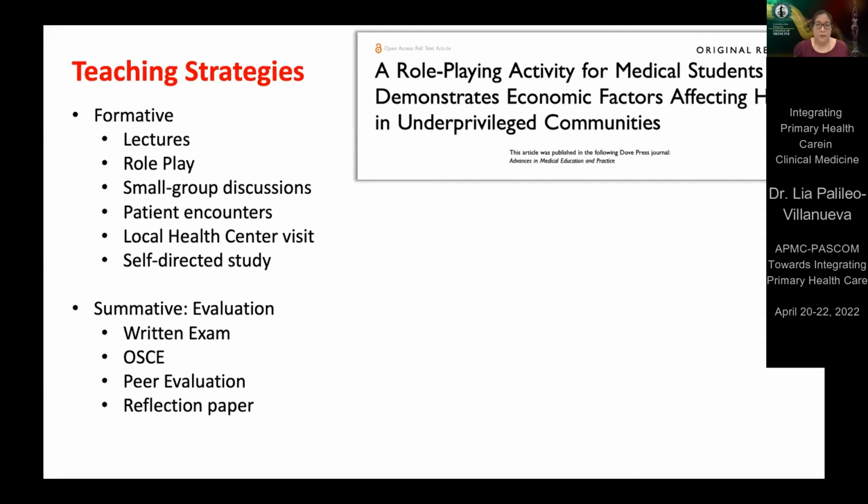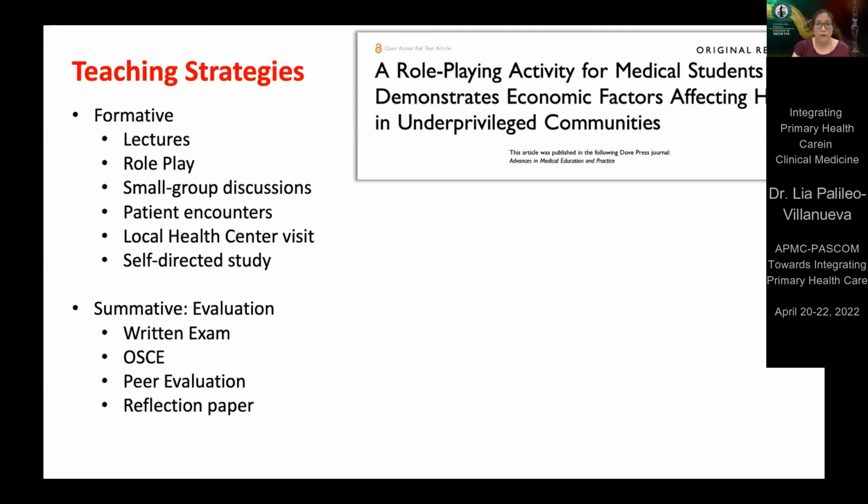At the start of the course, to set the tone and the context, the entire rotation of our students is in the Philippine General Hospital outpatient clinic, where a lot of the patients are from the lower socioeconomic strata. So it's important for our students to understand the context from which the patients they will encounter during the rotation come from.